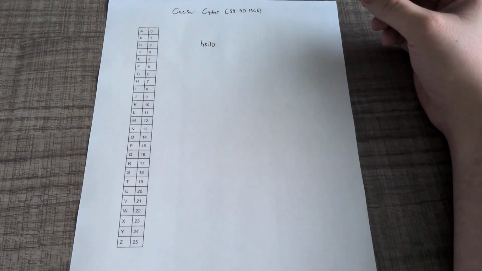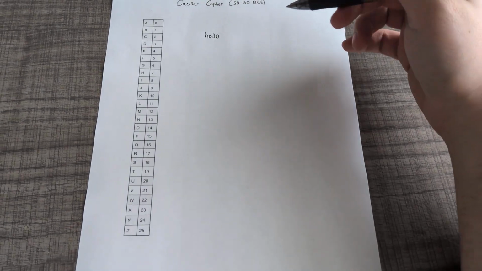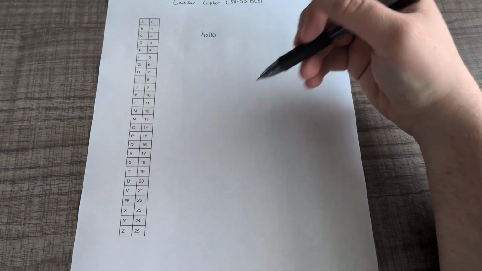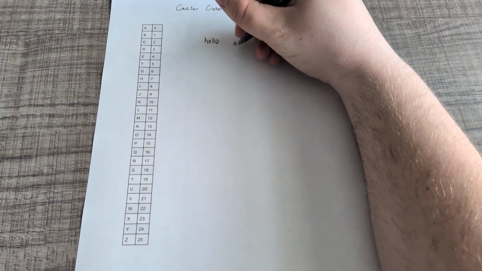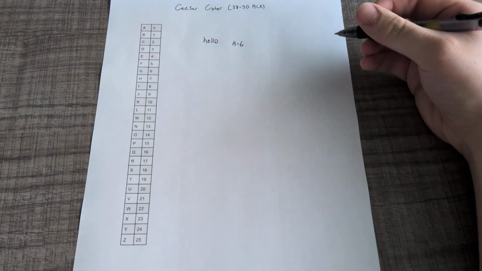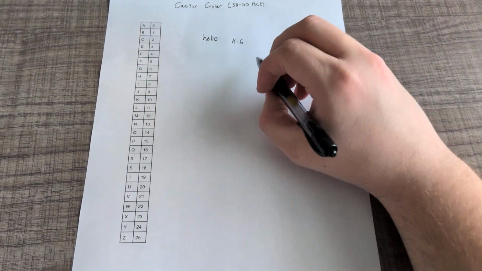hello. So what you do here is you have to pick out a key, which can be pretty much any number, but really the only effective ones are between 1 and 25. So let's say our key, our K, is going to be 6. And all you really have to do is offset your plaintext characters by your key.